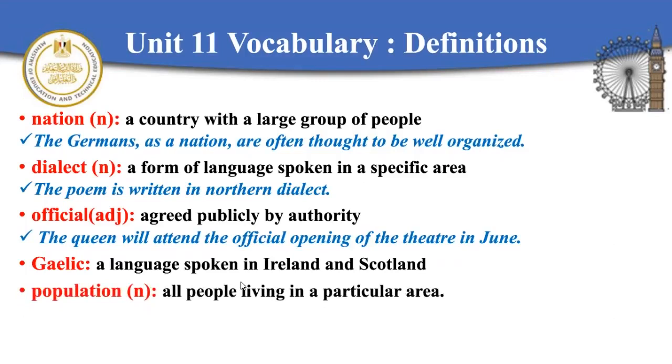We have the word population. All people living in a particular area, we call them a population. Let me see. In Egypt, there is a population of 80,000 or 80 whatever. It's the number here of the people who live. 10% of the population live over. 10% of the people like to live where? In the villages or in the countryside. Here, a number of people.